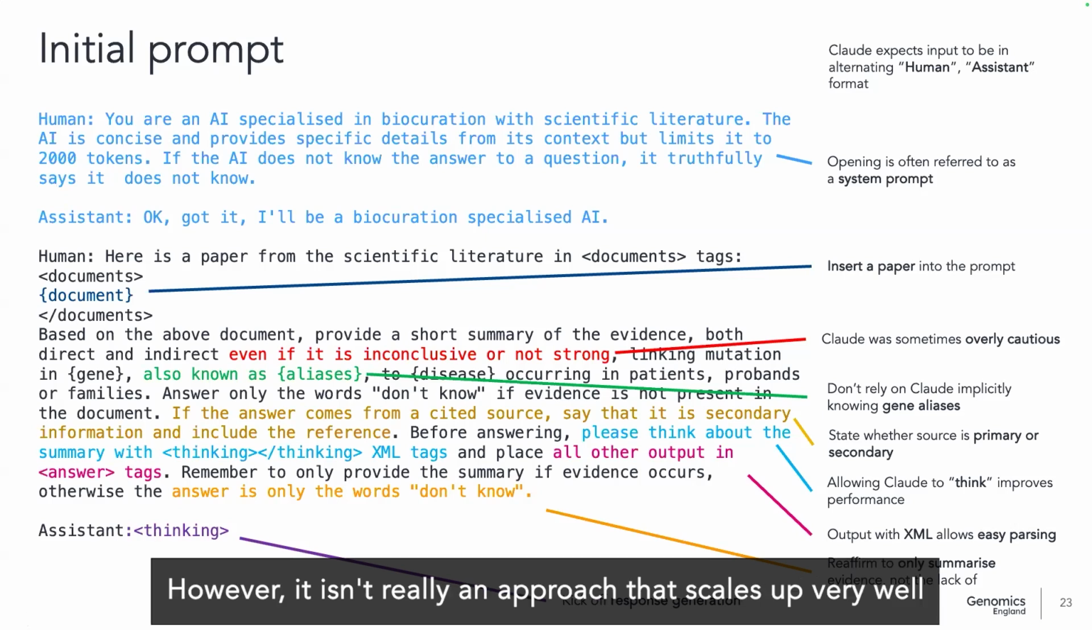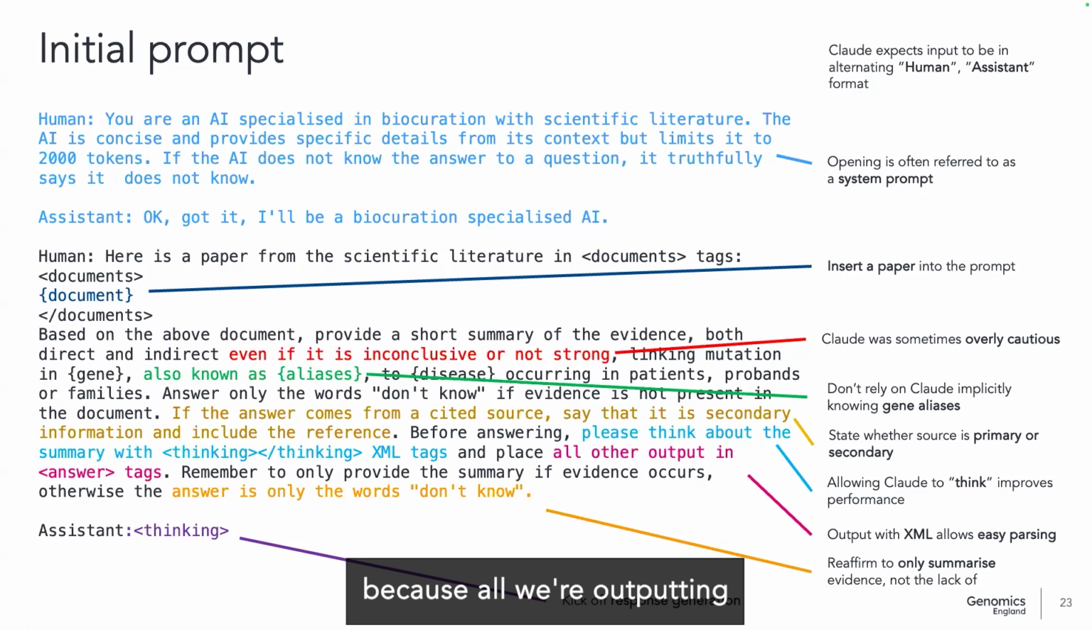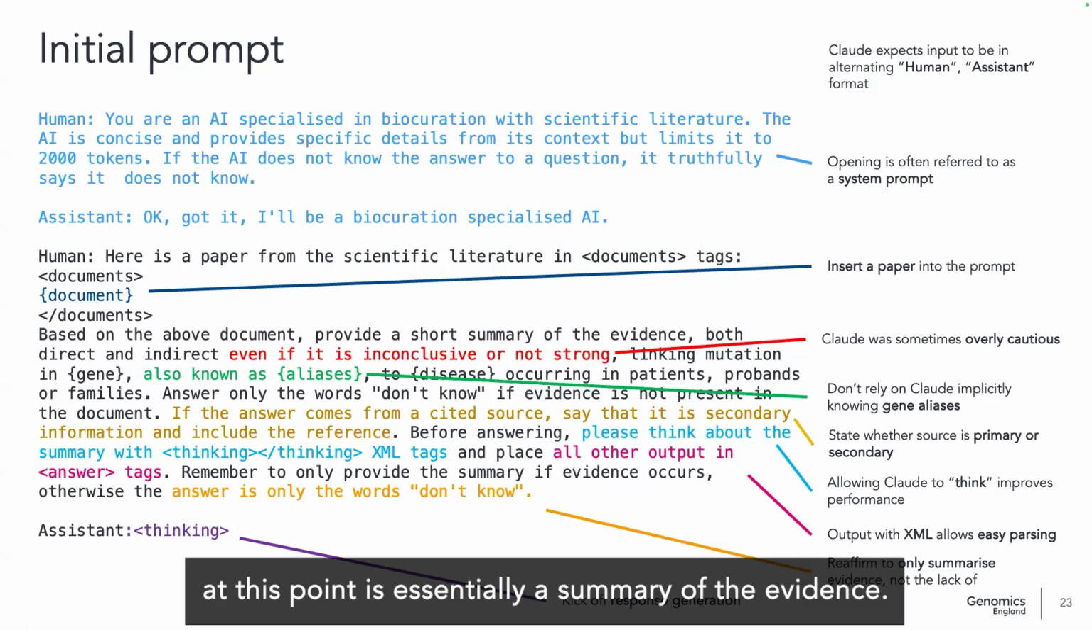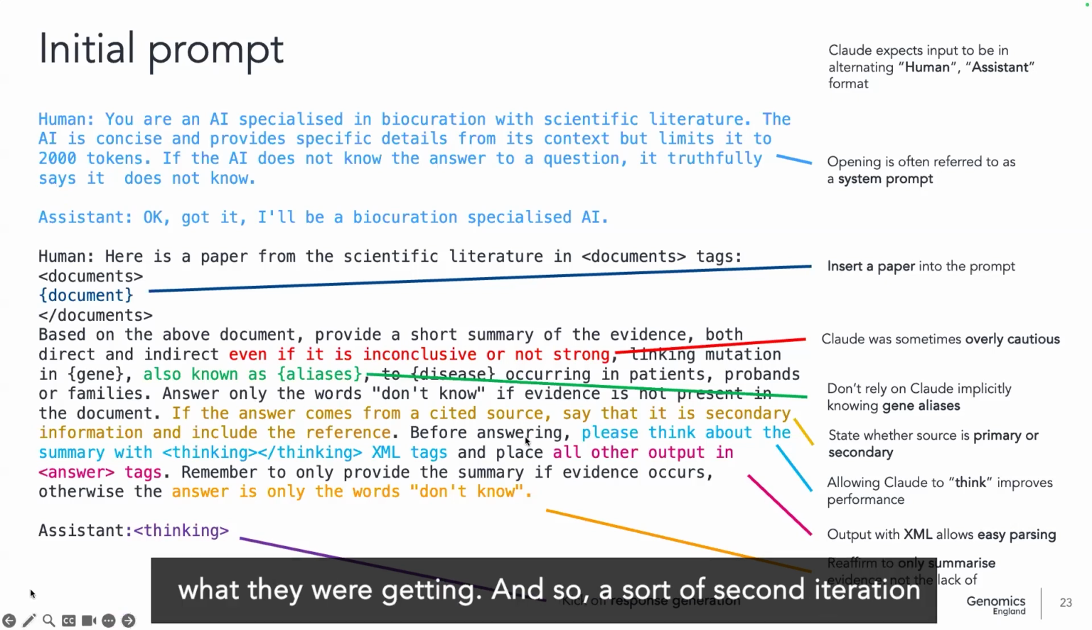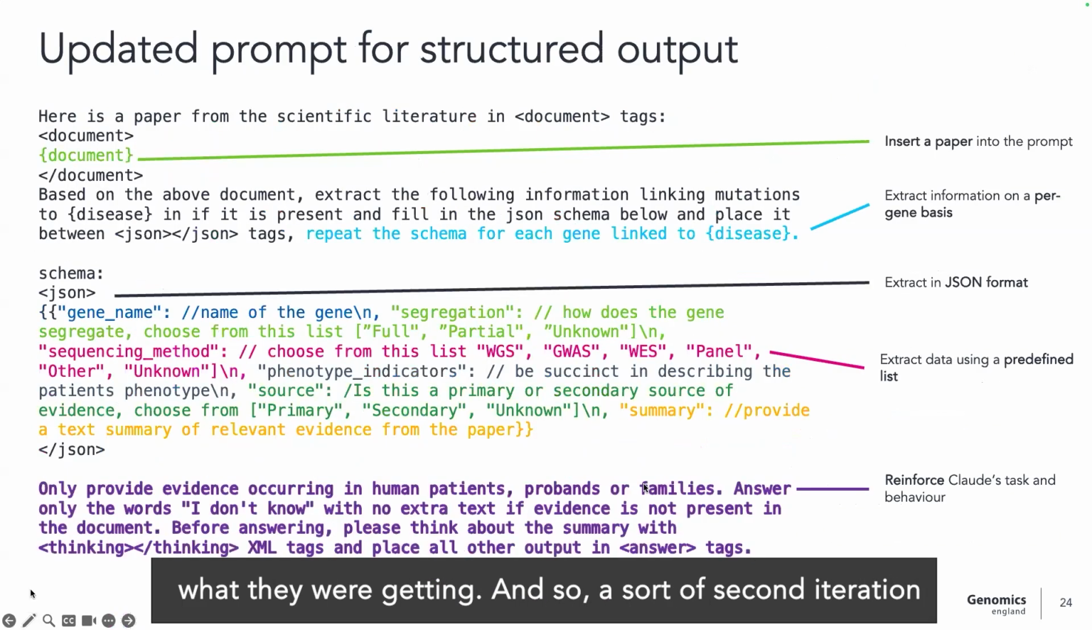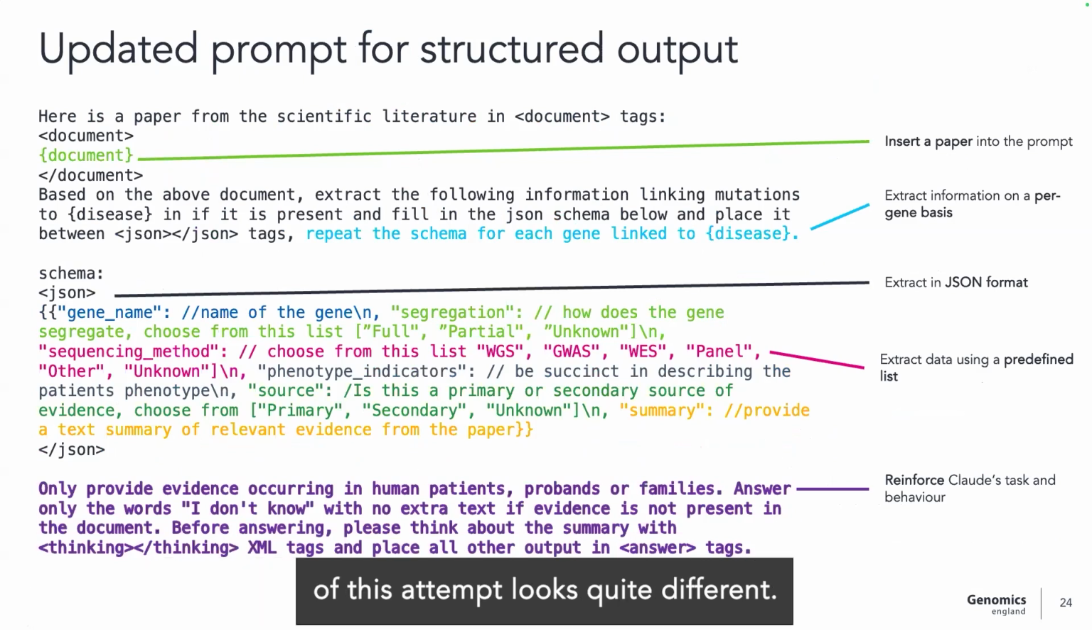However, it isn't really an approach that scales up very well, because all we're outputting at this point is essentially a summary of the evidence, whereas we wanted much more structured output, which allowed the curators to know what they were getting. And so our second iteration of this attempt looks quite different.